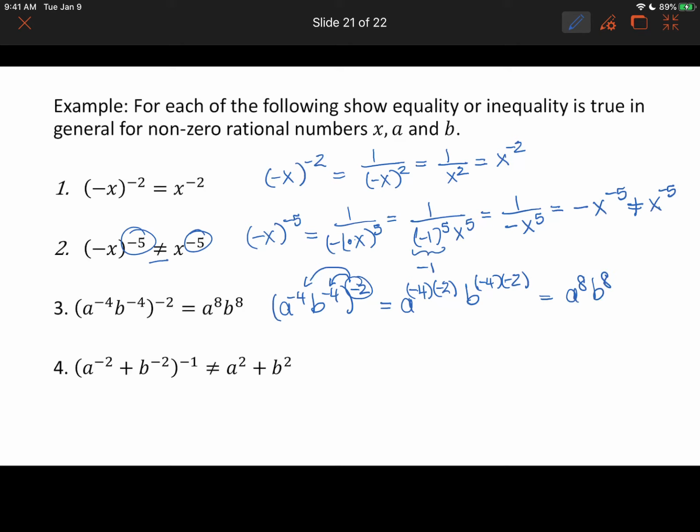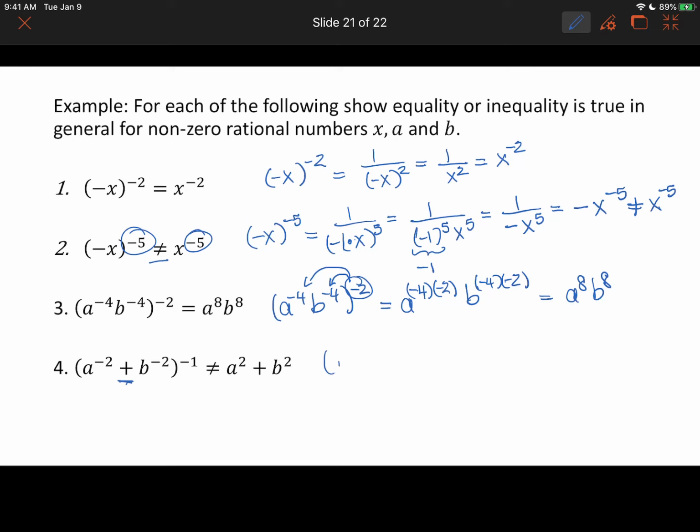All right, last one. (a to the negative 2 plus b to the negative 2) to the negative 1st is not the same as a squared plus b squared. This is the kind of problem where you can see where a student might make this mistake because they're thinking they can do the same move as they did in number 3 to multiply those exponents. But we're not allowed to do that here because we have a sum.